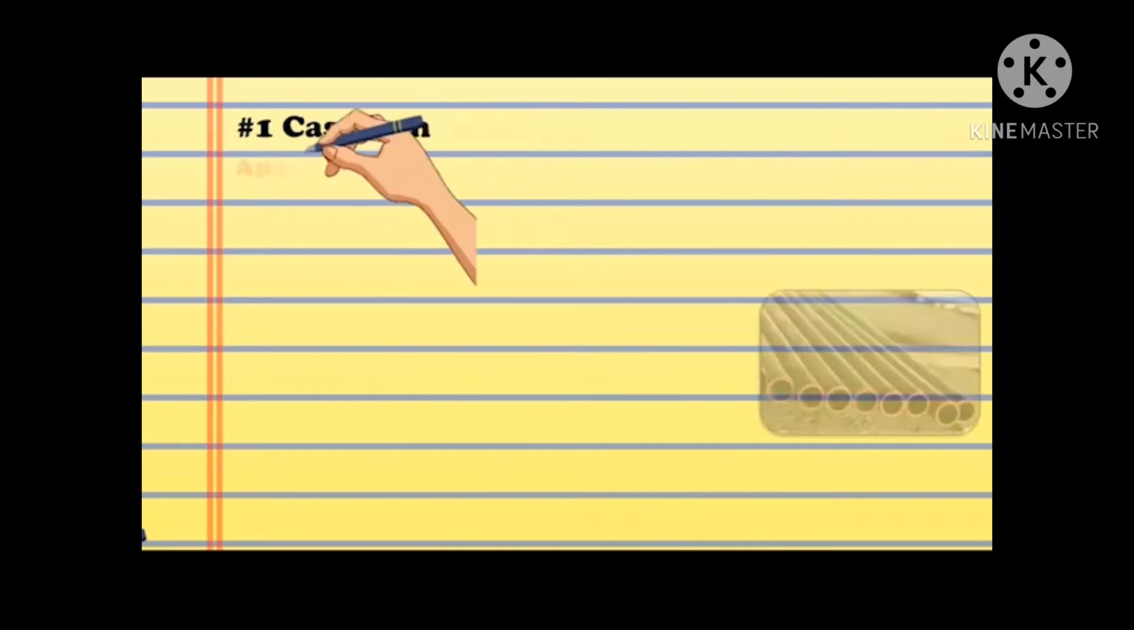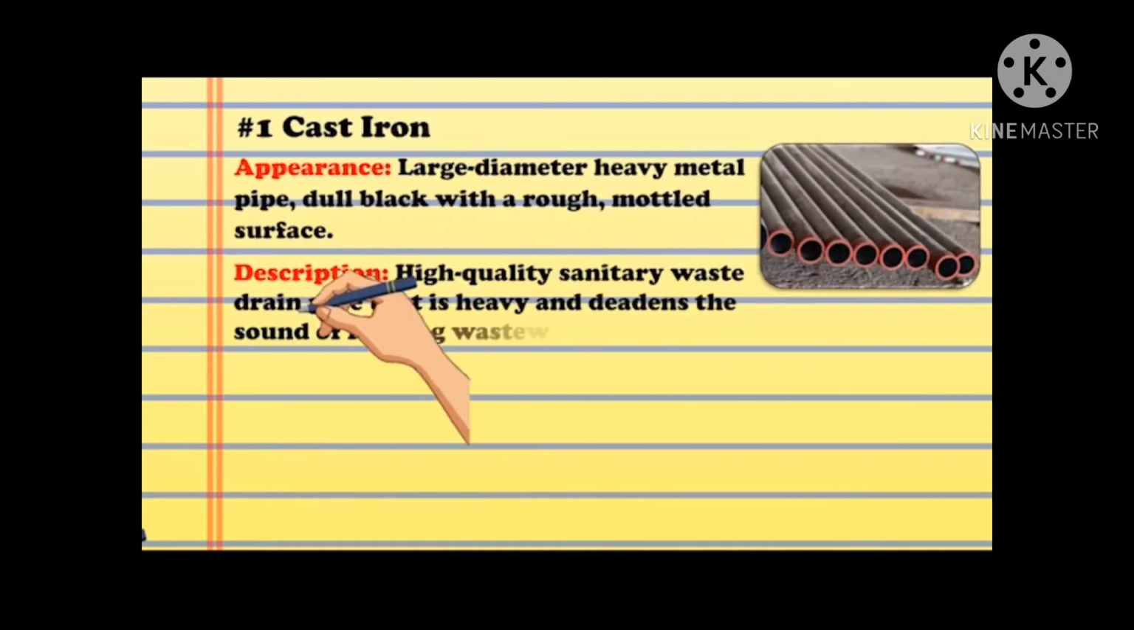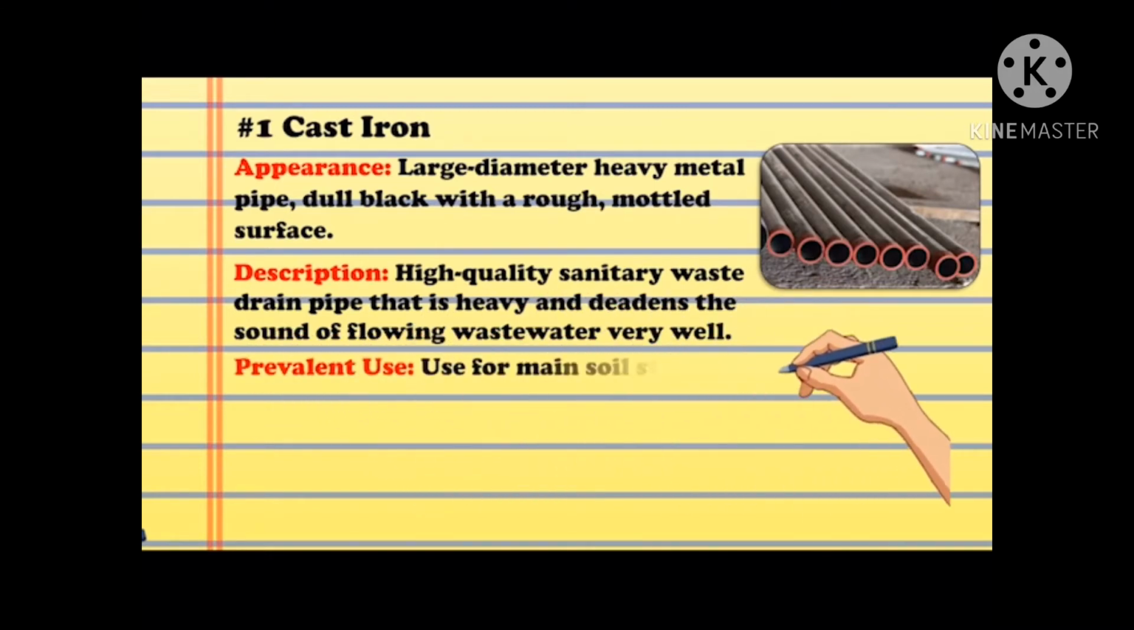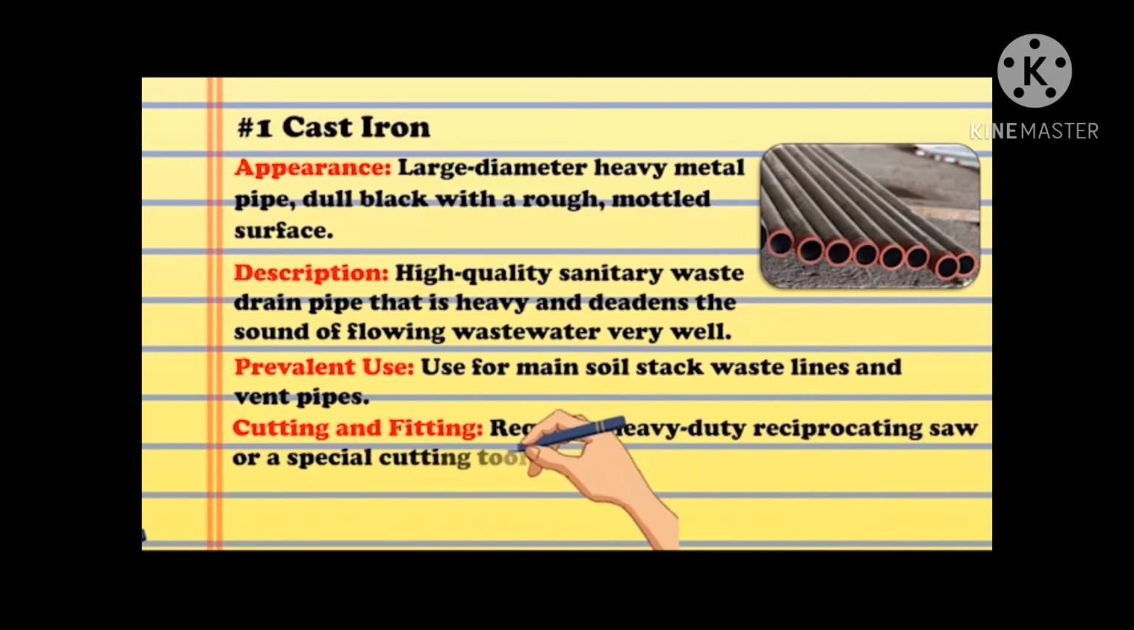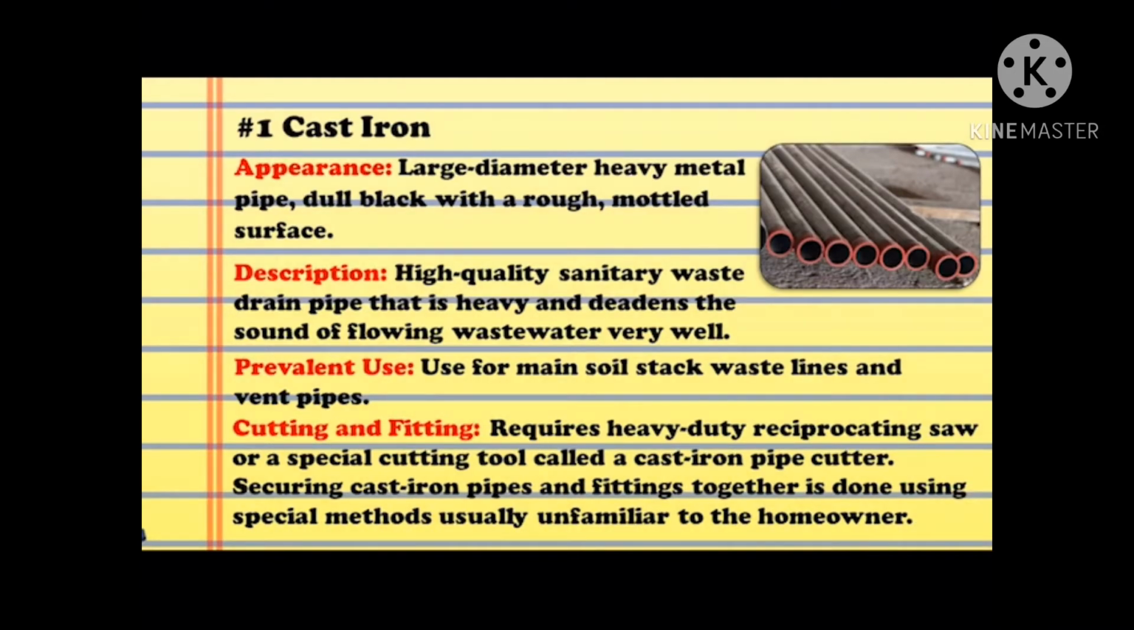Number 1. Cast iron. Appearance: large diameter heavy metal pipe with a rough, mottled surface. Description: high quality sanitary waste drain pipe that is heavy and deadens the sound of flowing wastewater very well. Prevalent use: used for main soil stack, waste lines, and vent pipes. Cutting and fitting: requires a heavy-duty reciprocating saw or a special cutting tool called a cast iron pipe cutter.